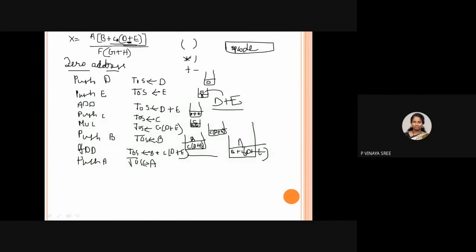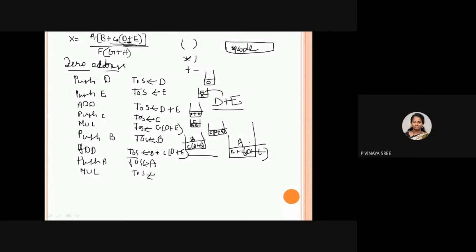Now, what operation do we have to perform between A and the result? Multiplication. So we write multiply. Once we give any opcode, whatever we have in the stack, the top two elements are popped, and whatever we mentioned in the opcode is performed between those two operands.